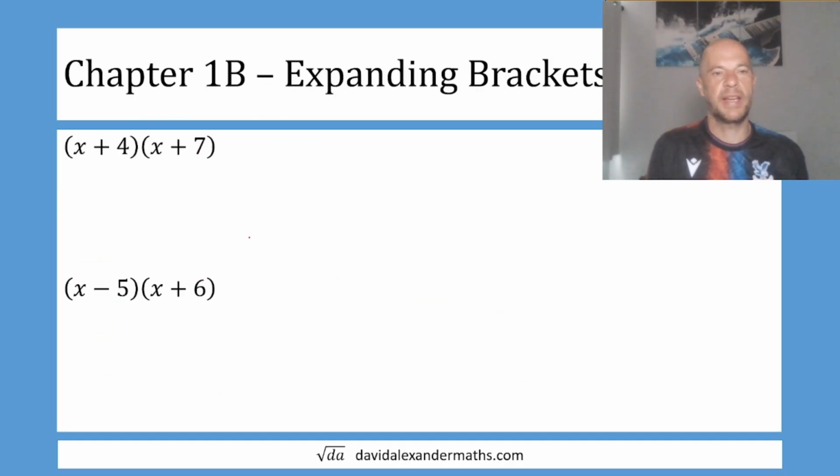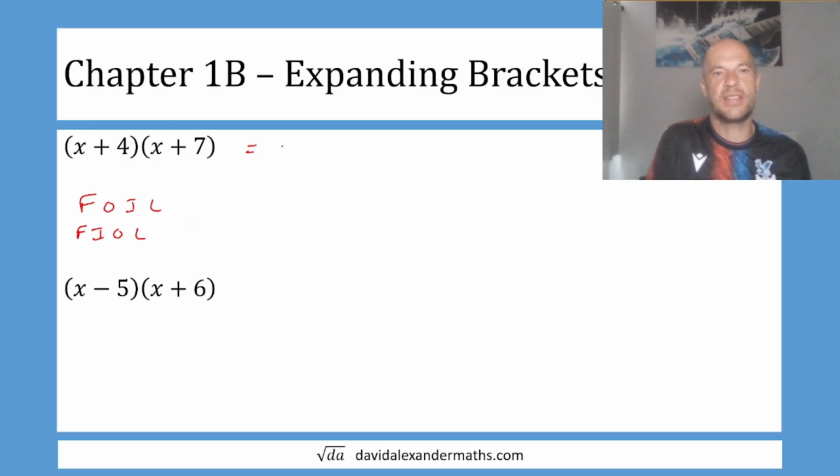Now when we've got double brackets, a lot of people are taught FOIL, where you do the first, so that'd be the x and the x, the outside, so it should be the x and the 7, the inside should be 4 and the x, and last it should be 4 and the 7. I personally don't do it in that order. It really doesn't matter what order you do it in. I've just got into the habit of doing FIOL. I guess no one teaches FIOL because that's not a word, whereas FOIL is.